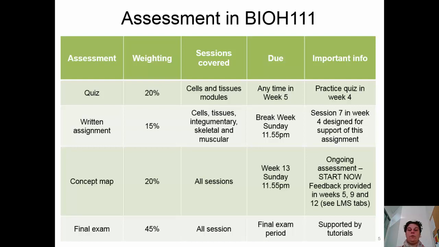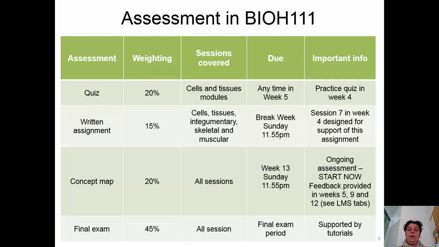How is it that the nervous system is also important in your skin? How does that link together, for example? Even though I'm going to talk about skin in one session and the nervous system in a completely different session, you need to make sure that you're connecting those two together. So the language of biology and the non-linearity of your body is really what is driving this concept map. It's going to help you, but you need to start it now.